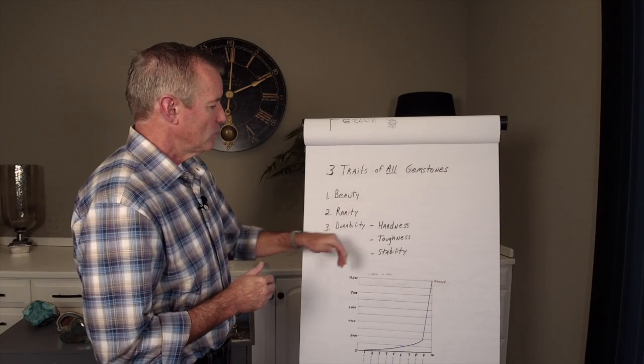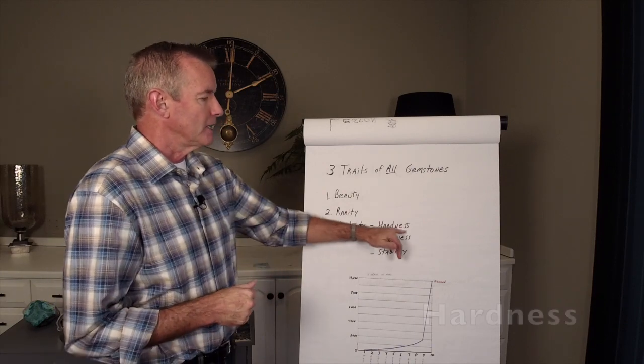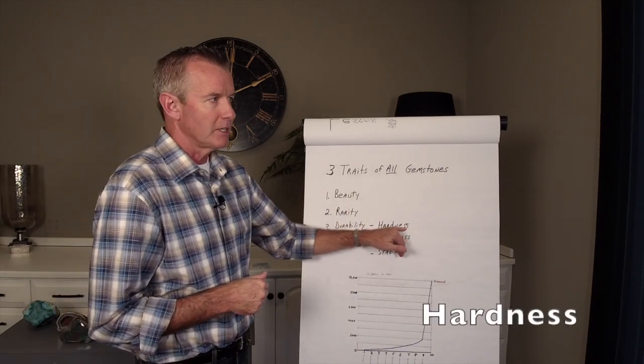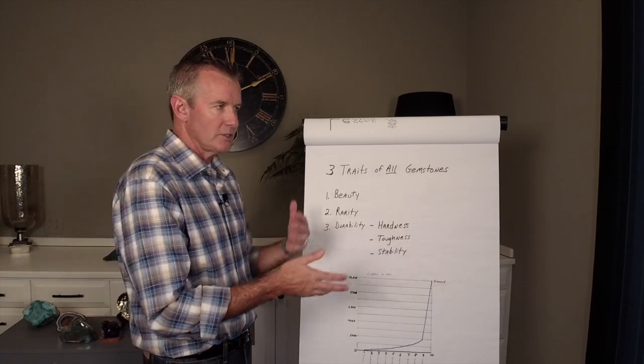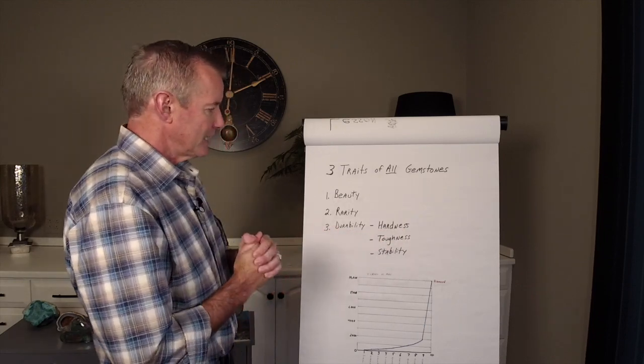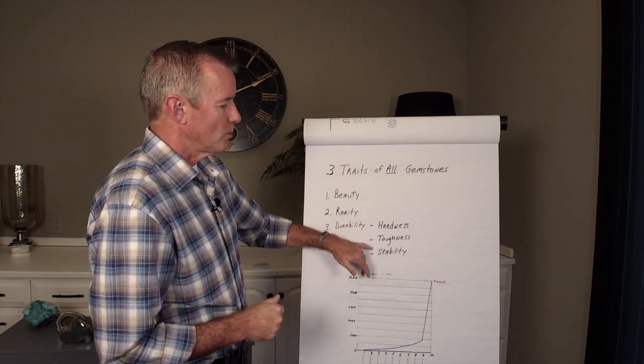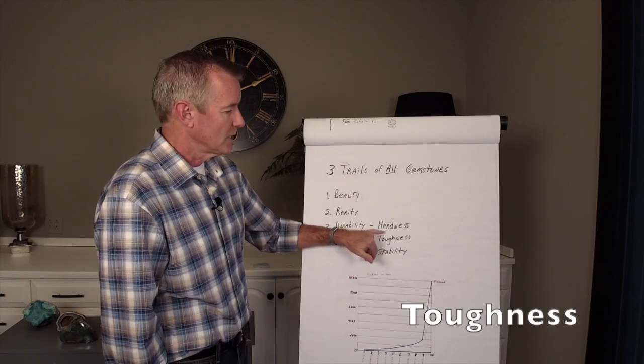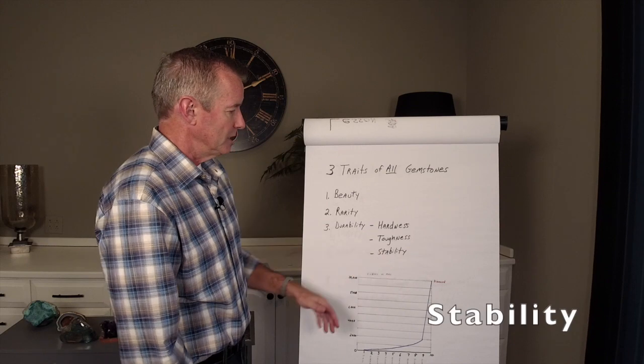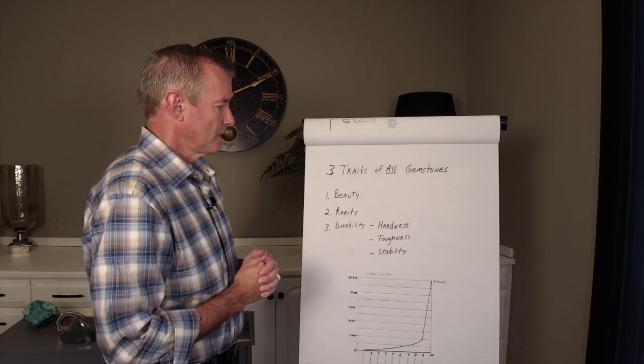But then the final one is durability. Now, everybody probably understands hardness. You've heard everybody say, how hard is this gemstone? Is one gem harder than another? The answer is yes, but there are 2 other very important factors. One is called toughness, and one is called stability. Now, let's start with hardness.